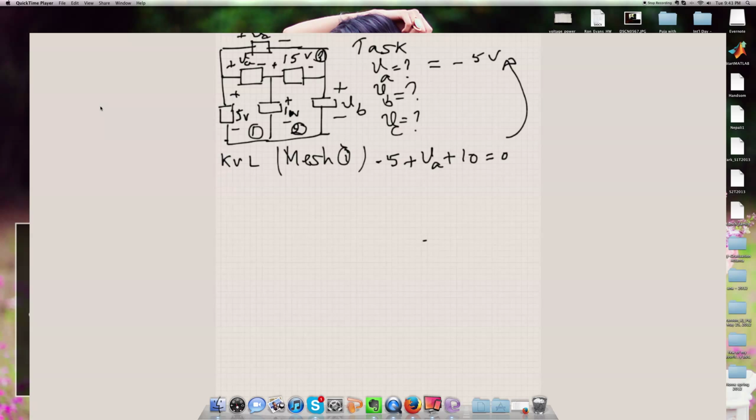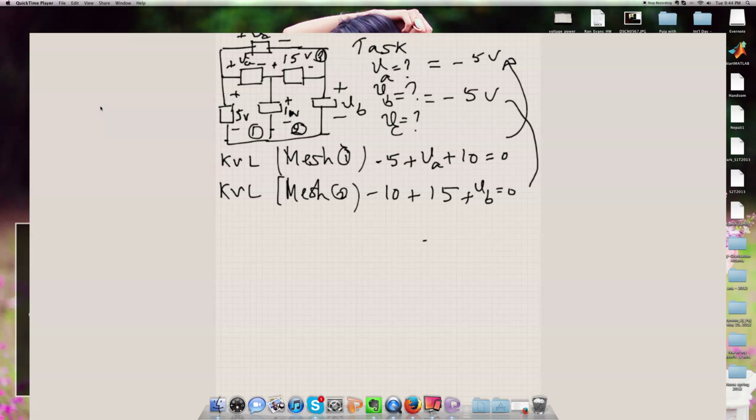What else? Likewise, if we use KVL in mesh number 2, so that will give us minus 10. We start here, minus 10, and then plus 15 plus V sub B equals 0. So that will mean V sub B is minus 5. So we got another result here. V sub B is minus 5.